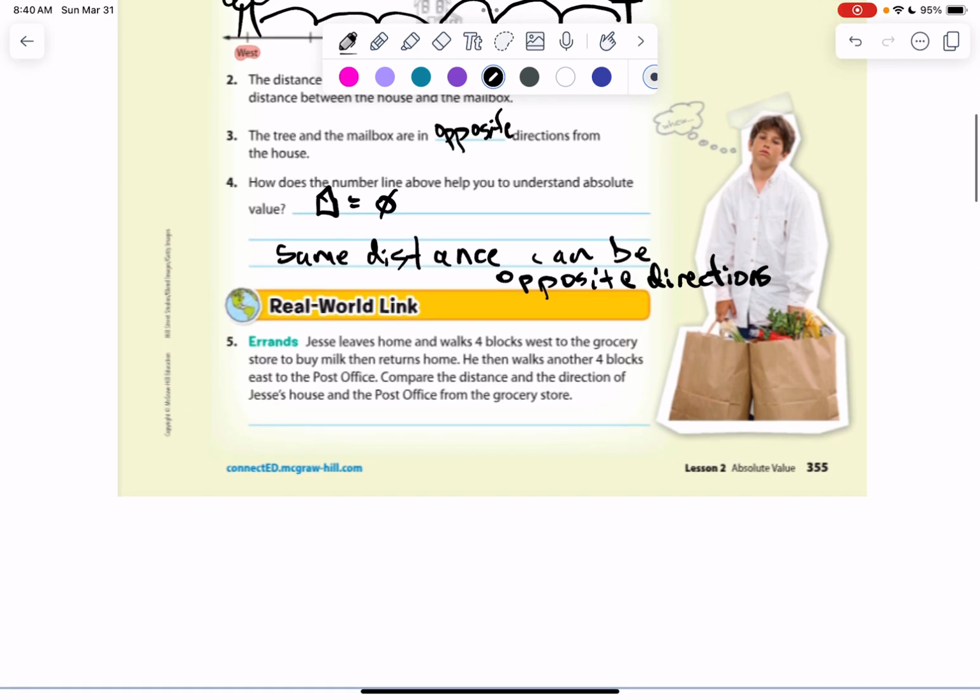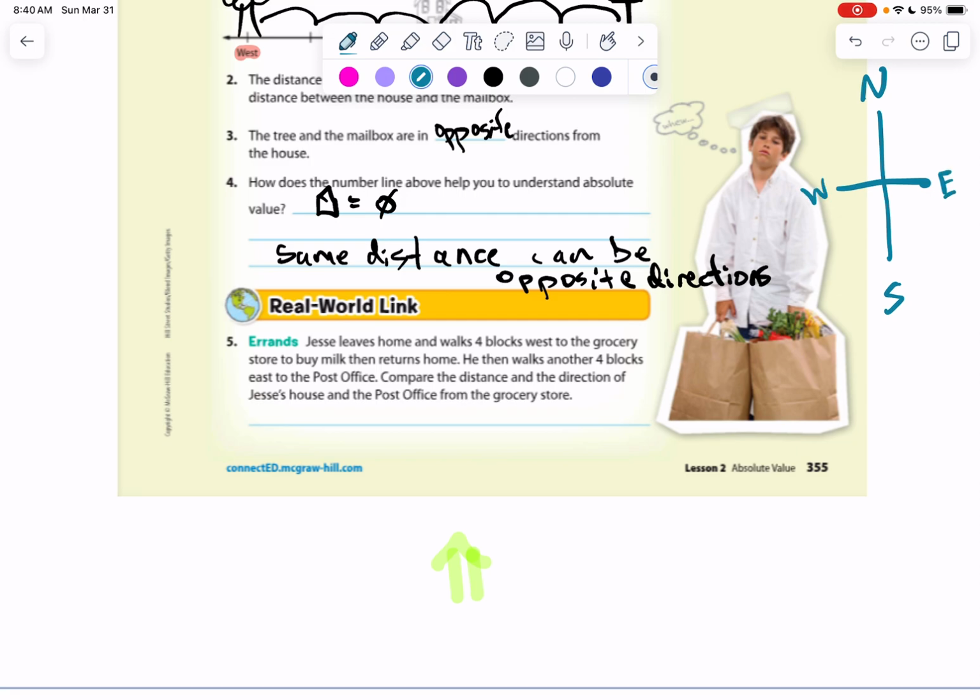Okay, so let's try this real world link. It says Jesse leaves home and walks 4 blocks west to the grocery store to buy milk. So here's home. And he goes 4 blocks west. So, let's think about that for just a second. So if this were a compass, north is up and south is down, right? Okay, east is this way and west is this way.